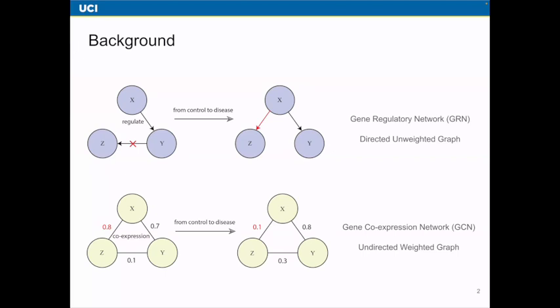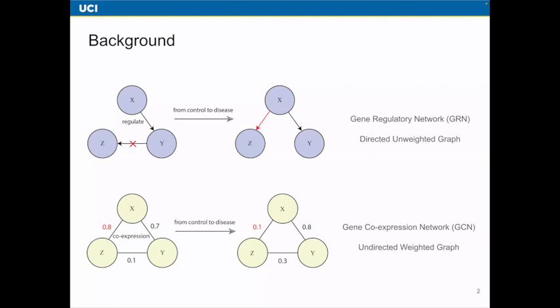Let's first look at the gene regulatory networks, or GRNs. Imagine that there are three genes X, Y, and Z. In healthy people, X regulates Y, and then Y impacts Z. But for diseased people, it's a bit different. For this simple network, we can easily tell the difference. In control, gene Z is regulated by Y, but in the disease state, it may be regulated directly by gene X.